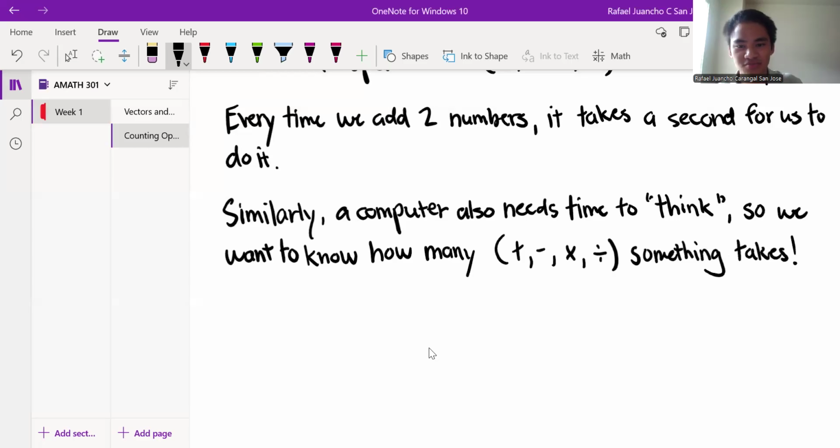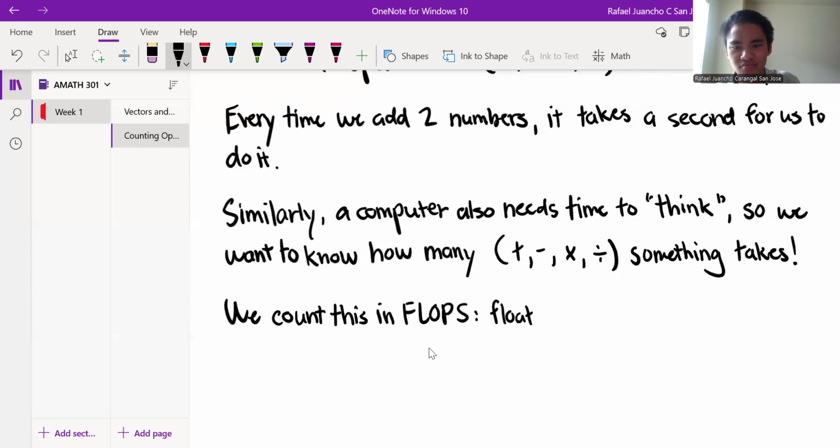So there's a thing that we do, and we count these number of operations using flops. Now, what is flops? It's floating point operations per second.